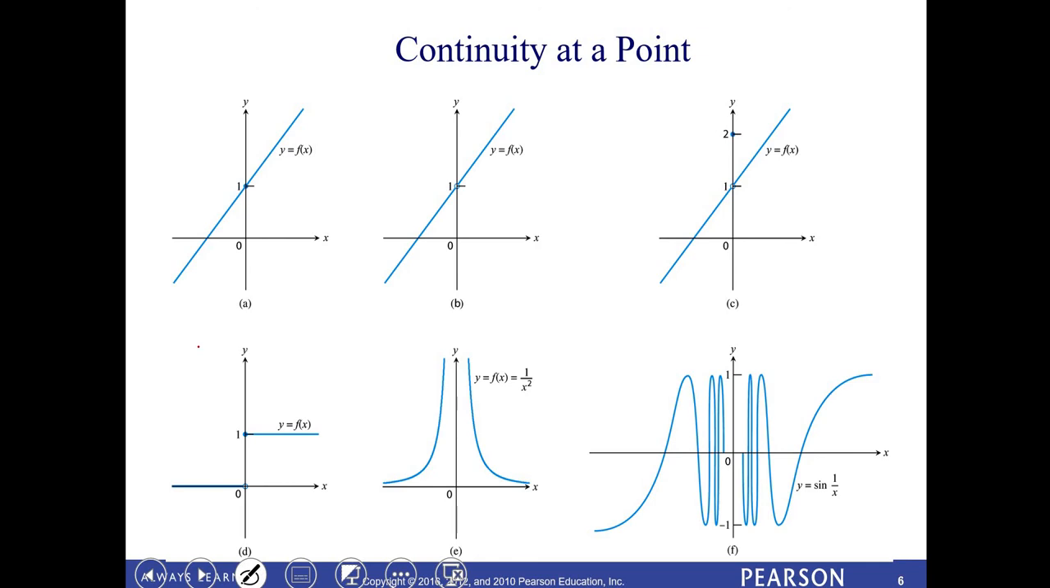I know what I'm saying. So this is an open circle here. We also have an open circle here, but there is a function value there. This is called a removable discontinuity.